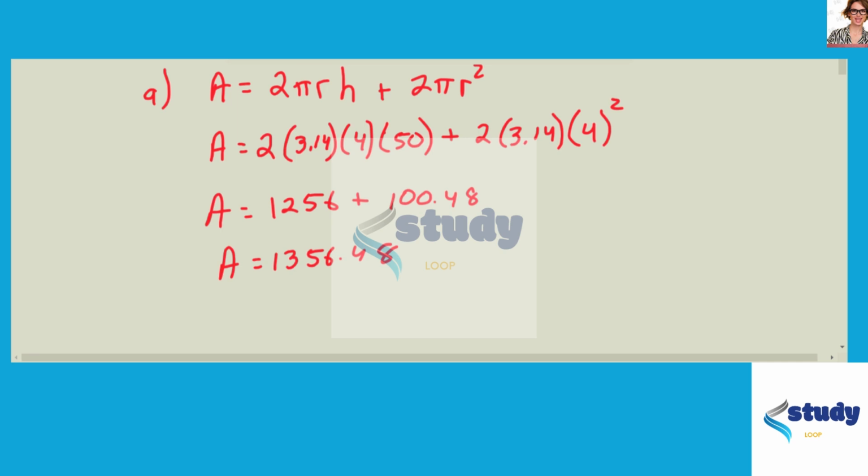Let's look at our directions here, and they want us to round to the nearest tenth, meaning we round one place after the decimal. Because the second one is an 8, that's going to bump the 4 up to a 5. So the surface area will be 1,356.5 feet squared. That's the answer to part A.